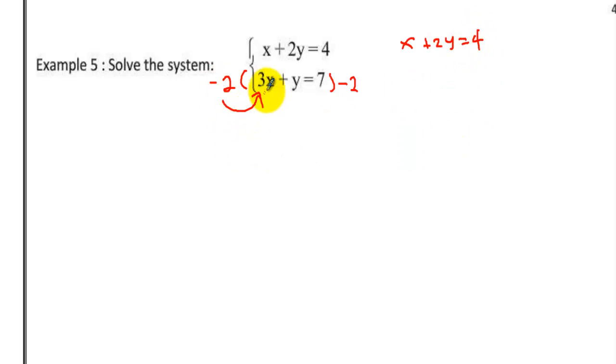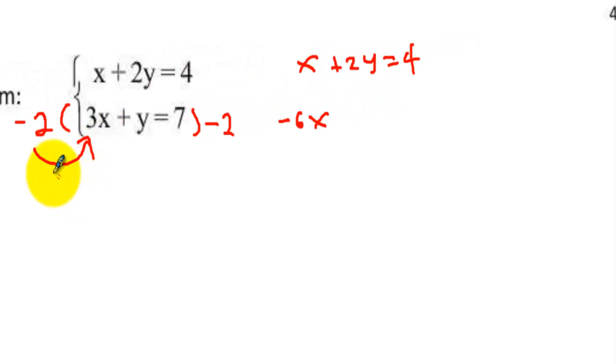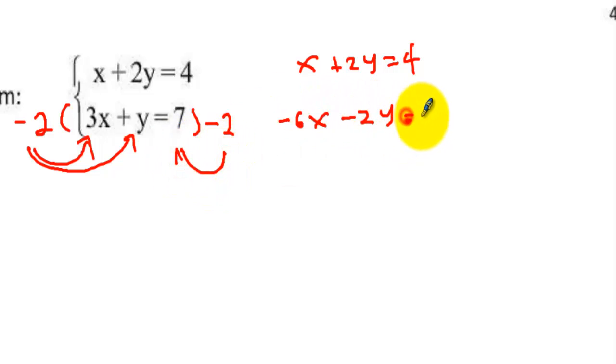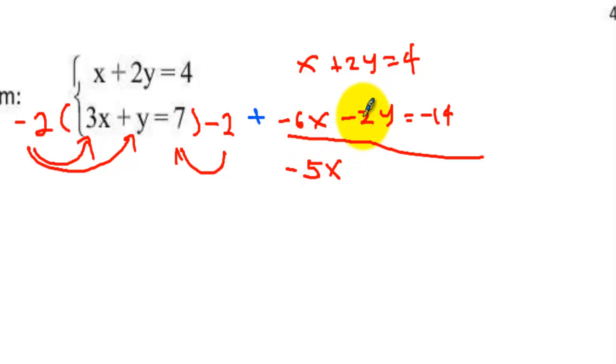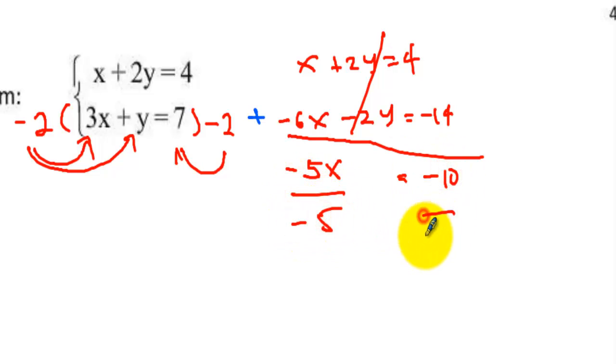Negative 2 times 3x is equal to negative 6x. Negative 2 times y is equal to negative 2y. And then negative 2 times 7 is equal to negative 14. Adding the two equations, we will end up getting x minus 6x is negative 5x. 2y plus negative 2y will cancel out. 4 plus negative 14 will be equal to negative 10. Divide by negative 5, and we will get x equals 2.